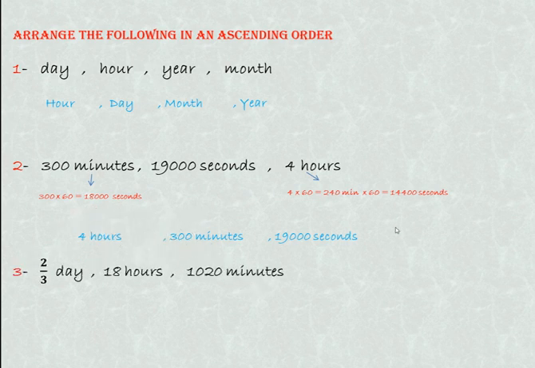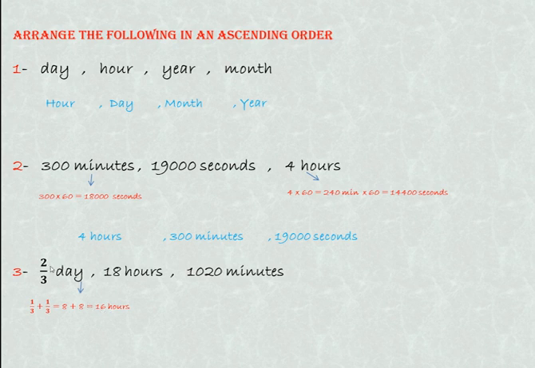Number 3: 2/3 day, and 18 hours, and 1020 minutes. We have different units. We can convert all into hours, or into days, or into minutes. The best is to convert all into the small or the middle unit.